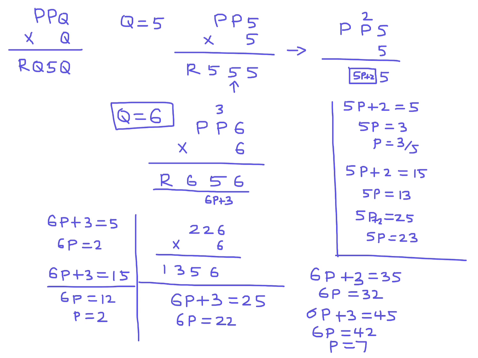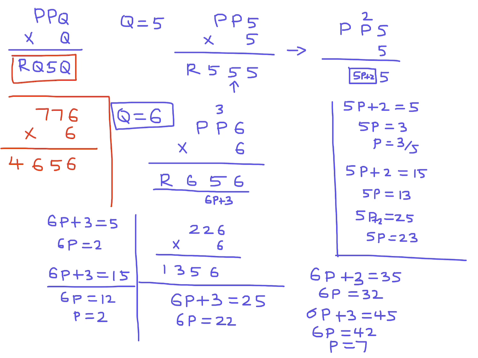Feeling good about this one here. So that would mean my equation becomes 7, Q is 6 times 6. And let's see, 776 times 6 is 4656. Is it in this format? Yes, it is. So therefore, R is 4, Q is 6, and P is 7.